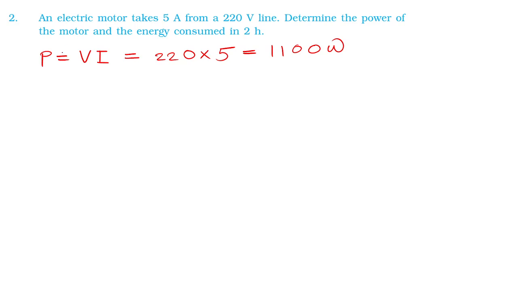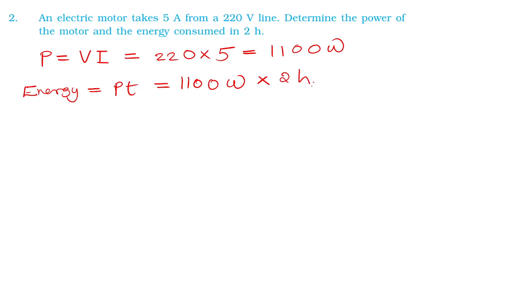The second part is what? The energy: how much energy is consumed by the motor, or how much work is done by the motor in 2 hours' time. Energy is equal to PT. I told you, memorize this formula, PT. Never forget it. Electrical energy is PT. Power, I just now found, is 1100 watt. Please write the unit. Time is 2 hour, 2 h.